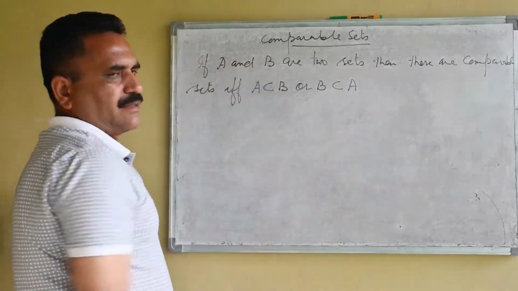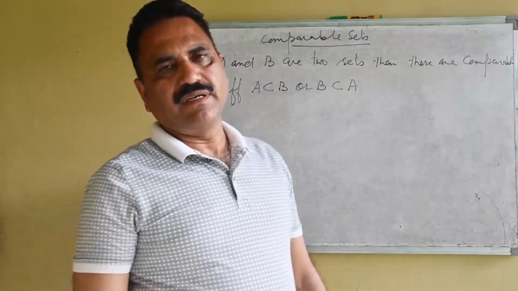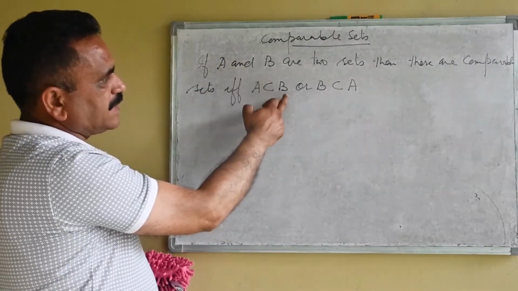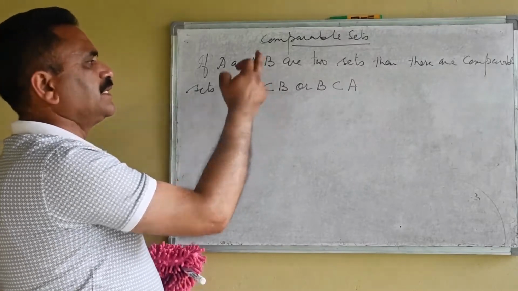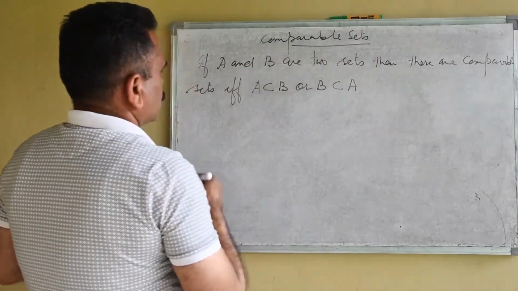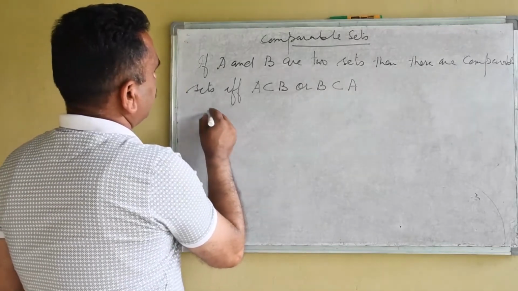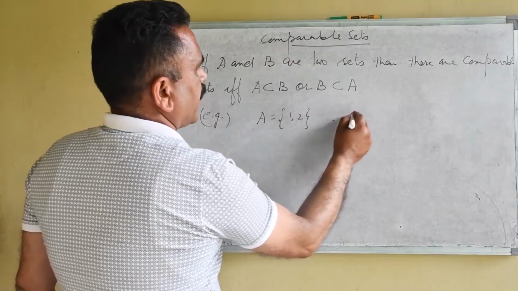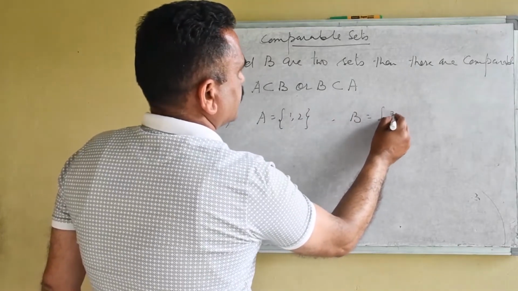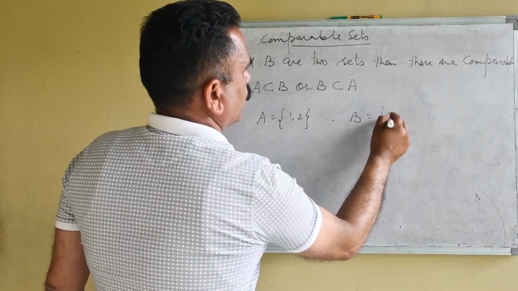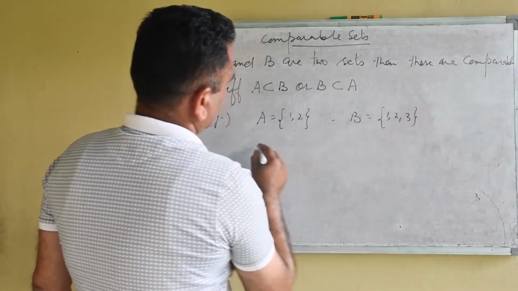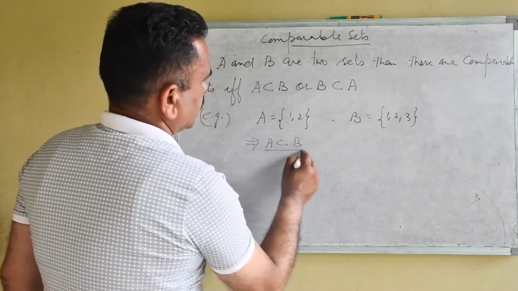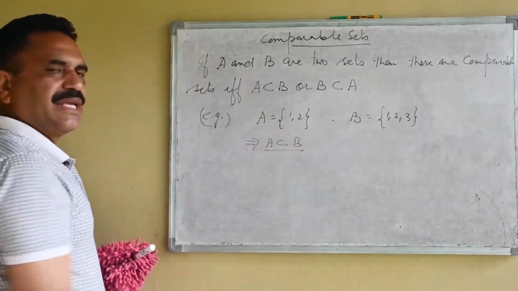What is a subset? In the previous lectures we have seen, subset means if all elements of A are present in B, then A is a subset of B. So for example, we are having two sets, A is 1 2 and B is 1 2 3. This implies A is a subset of B. That means A and B are comparable.